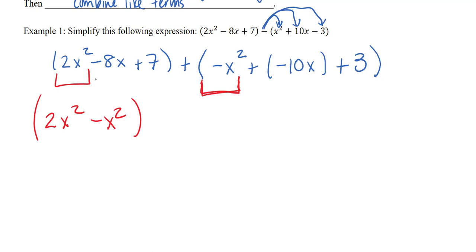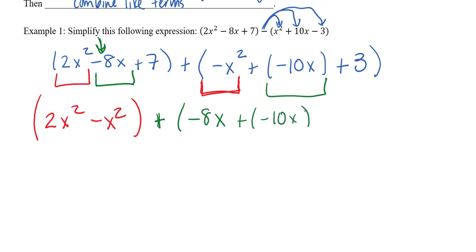Then we have this minus 8x. We also have a plus -10x. So let's add those together. So we have -8x. Always remember that negative sign out in front. We can just make it -8x plus -10x. Then we just have the numbers to add, so plus 7 plus 3.